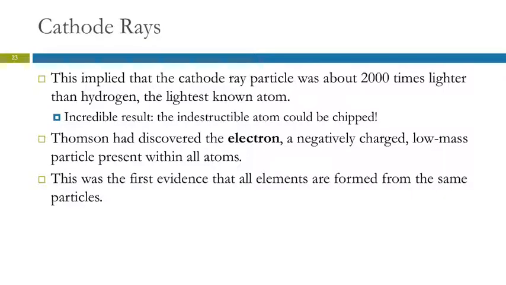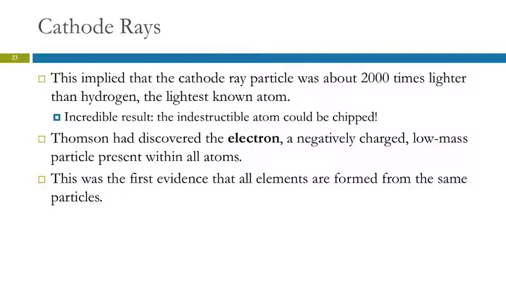So this implied that the cathode ray particles were about 2,000 times lighter than hydrogen, the smallest known atom. So if the atom is the smallest particle of matter and the atom is indestructible, how could we have these particles that are so much smaller? This was huge. They thought of it as the atom being chipped away. So you could spit off little pieces of those atoms. Those little pieces were electrons.